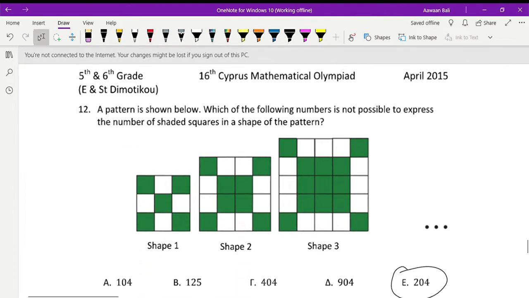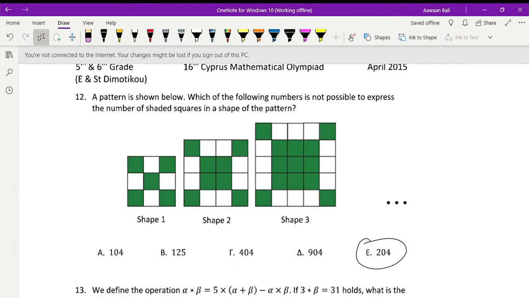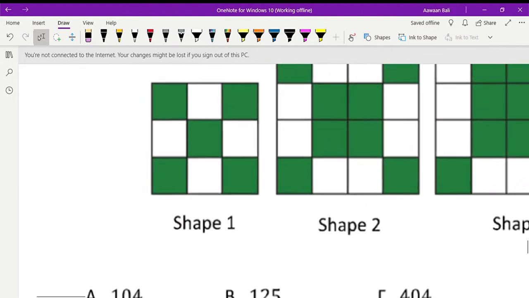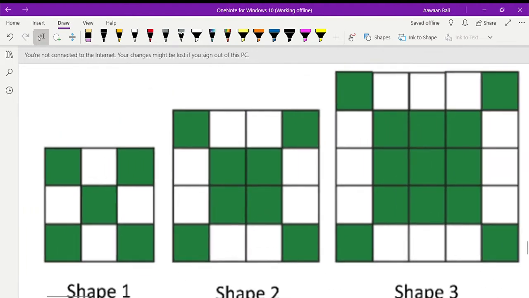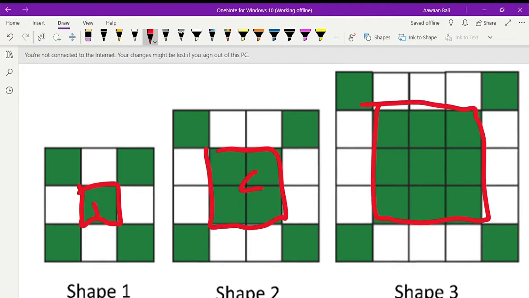Question number 12. A pattern is shown below. Which of the following numbers is not possible to express the number of shaded squares in a shape of the pattern? Now, do you notice something odd? It's not exactly odd, but okay. These are all square numbers. This is 2 squared, this is 3 squared.